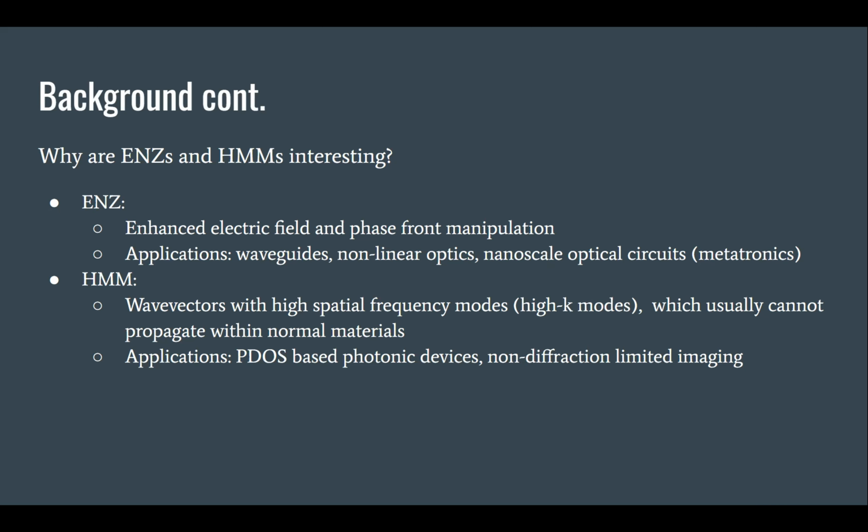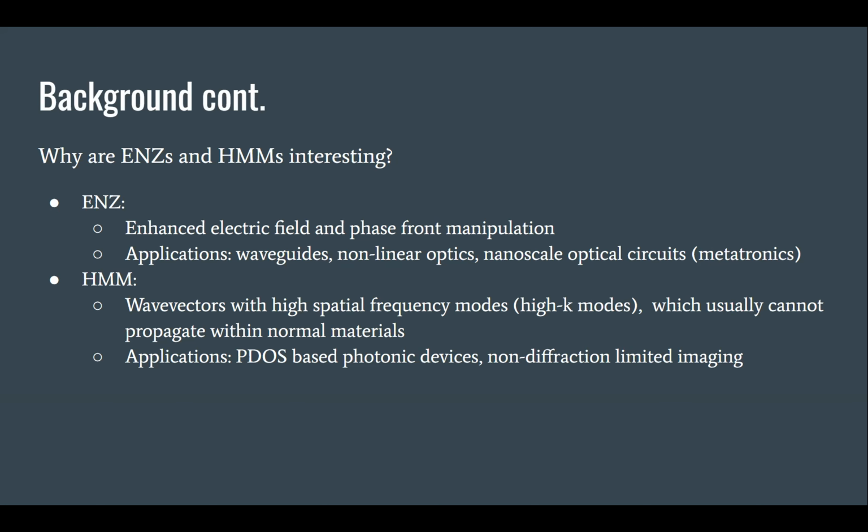One of the other big effects that scientists have been really studying is phase front manipulation, because in this medium epsilon goes to zero, and the phase velocity is inversely proportional to the dielectric coefficient, epsilon. So if epsilon goes to zero, the phase velocity goes to infinity, and light can come in with different phase fronts, but after passing through the material it will have a unified phase front. This is useful for waveguides and nonlinear optics, and is potentially being used for nanoscale optical circuits called metatronics, which could be the next step in our electronics. So this has potentially far-reaching applications.